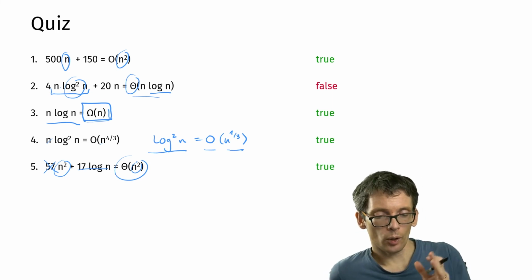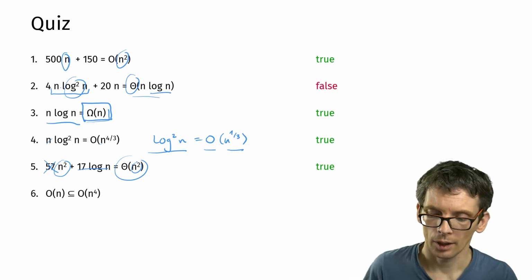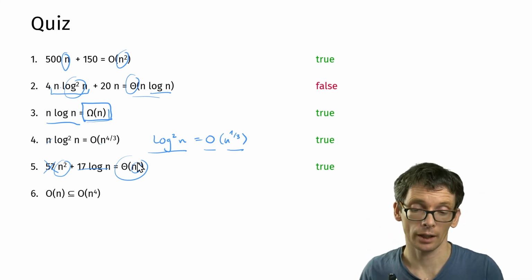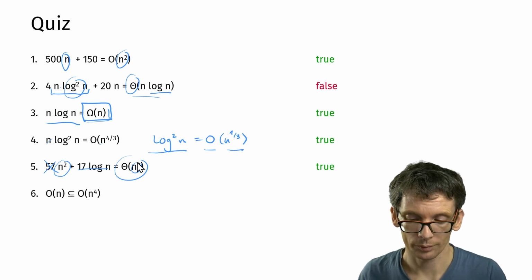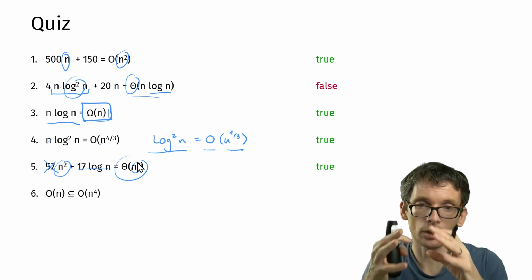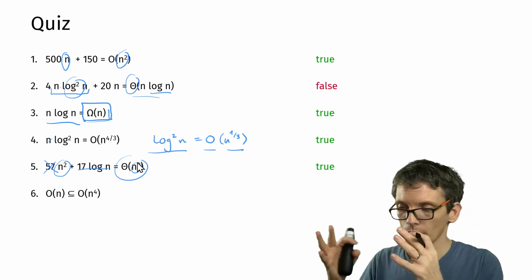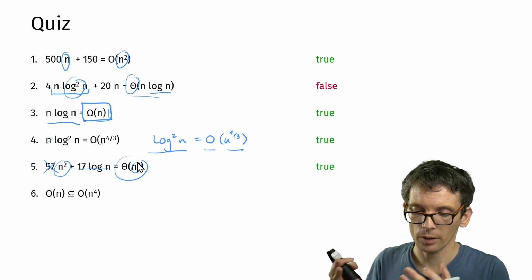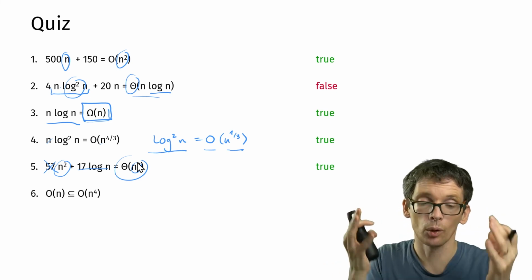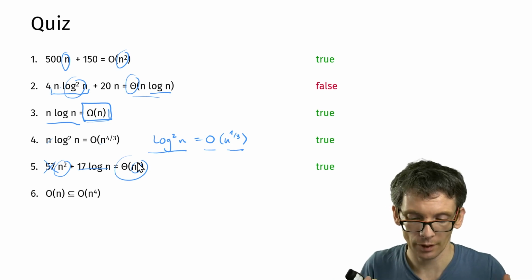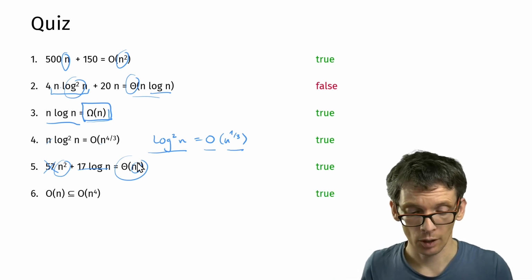Let's have two more statements here. Is O of n a subset of O of n to the 4? In principle, these O's and thetas are sets of functions. So it's a set of functions with at most linear growth rate, a subset of the set of functions with at most n to the 4 growth rate. That is obviously, if I phrase it like that, true.